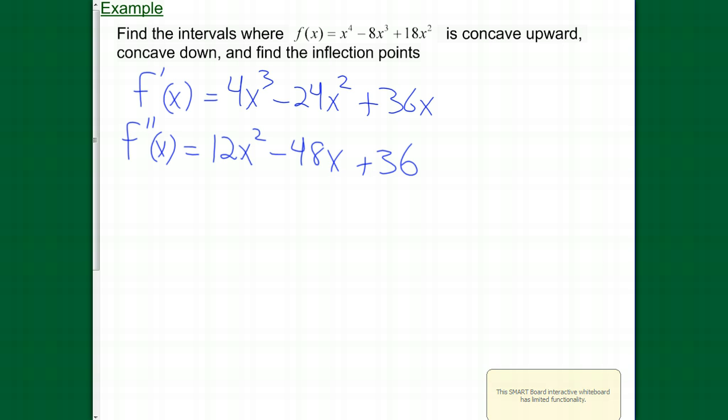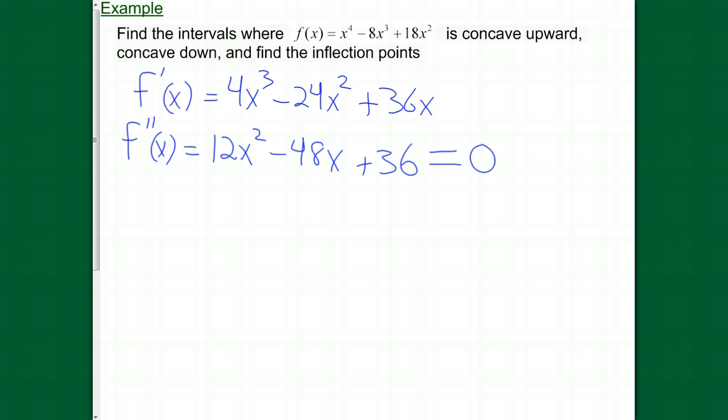All right, so we got our second derivative. Now we're looking for those inflection points. So our second derivative is just a quadratic. There are no values where this thing is undefined, but we also need to look at any x values that make the second derivative equal to 0. We're looking for those inflection points.